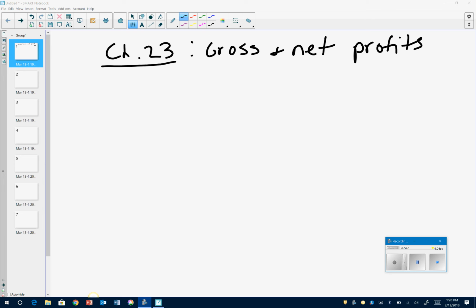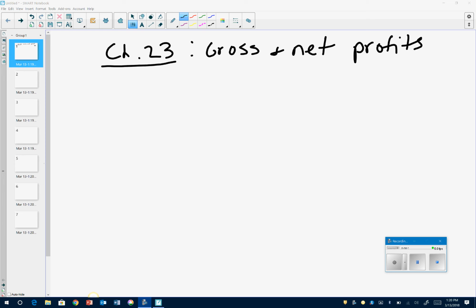Okay, chapter 23 is talking about gross and net profits. So your learning objectives, after reading through this chapter and completing the video and the practice exercises, are that you should be able to define the term gross profit, define the term net profit, calculate the gross profit and net profit for prescriptions, and define acquisition cost.